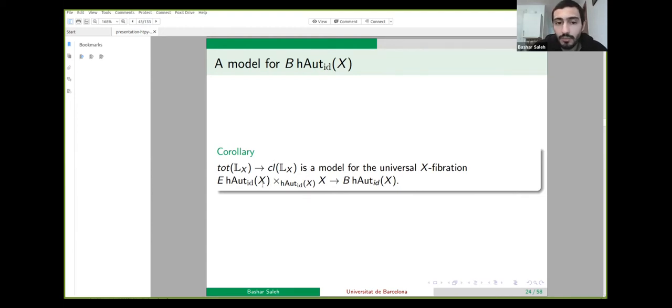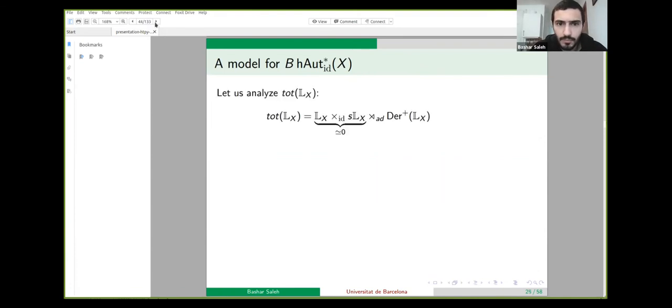So this is a model for the universal X fibration in the category of simply connected spaces. I should write the universal X fibration in the category of simply connected spaces, because we have taken the identity component. So let's analyze this total Lie algebra. As Bruno said, we have this shift. So this is contractible. So at the end, we get something that is equivalent to the derivations.